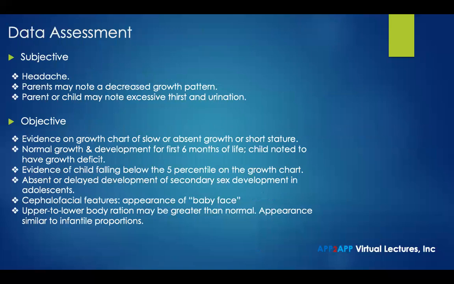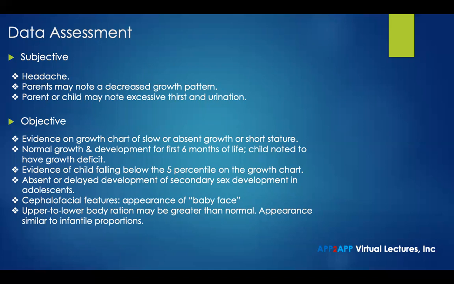When children and their parents are presenting with possibility of growth hormone deficiencies, there may be complaints of headache. The parents may notice a decreased growth pattern, and the parent or child may even notice excessive thirst and urination. Objective findings include evidence on growth chart of a slow or absent growth or short stature, normal growth and development for the first 6 months of life.